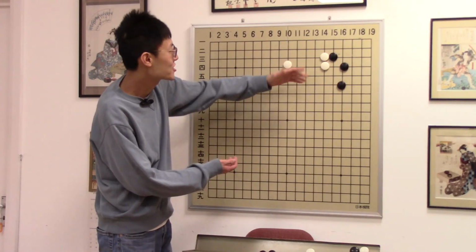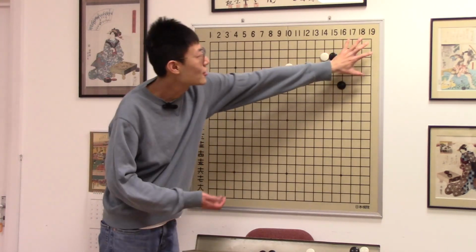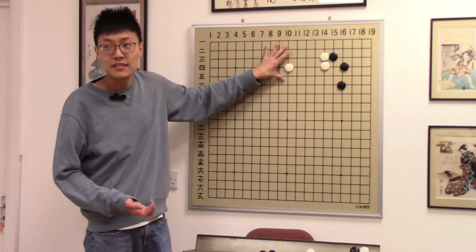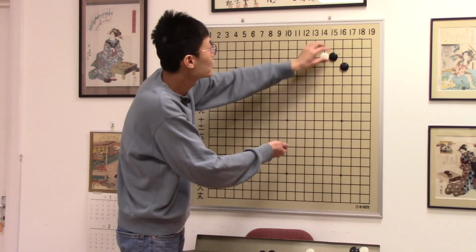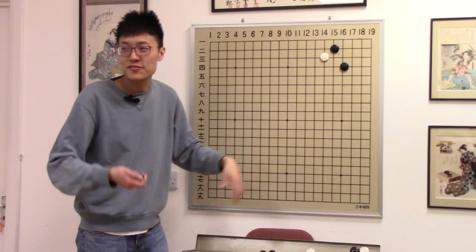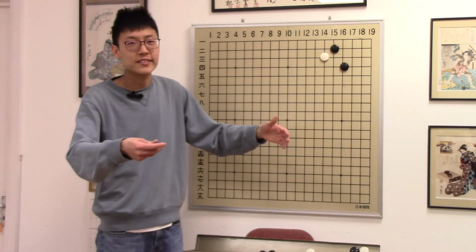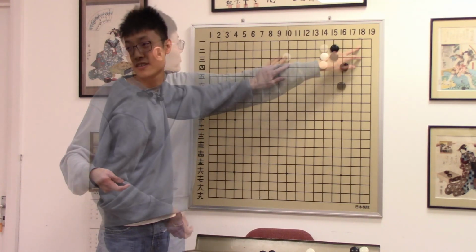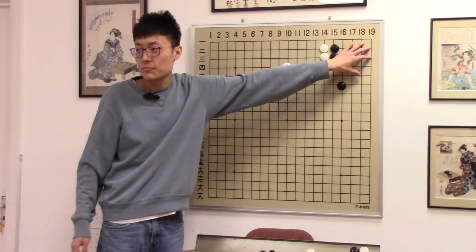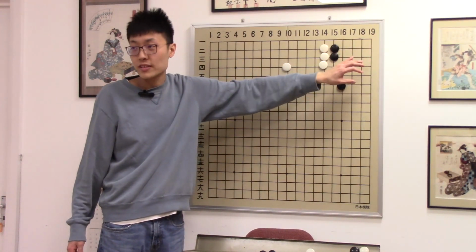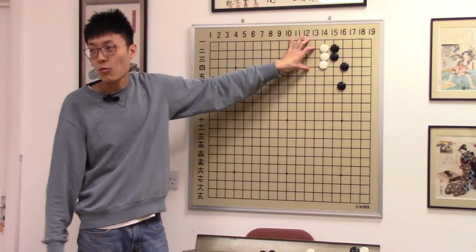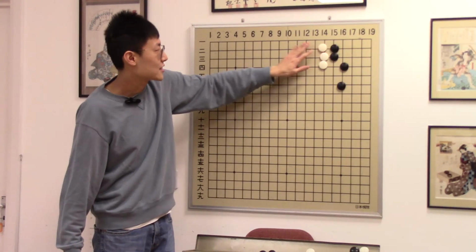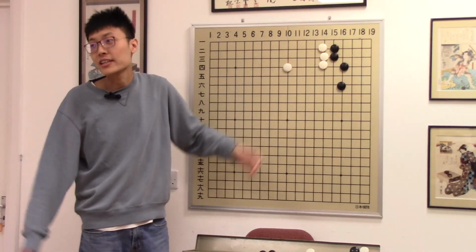This variation is relatively simple. Black got the corner and white got the side influence for the time being. This one has a similar idea, so I'm not going into details. The only difference is the security of the corner. Black's corner is more secure, at the sacrifice of white getting another stone on the second line, and this looks more like white territory. That's the only difference.